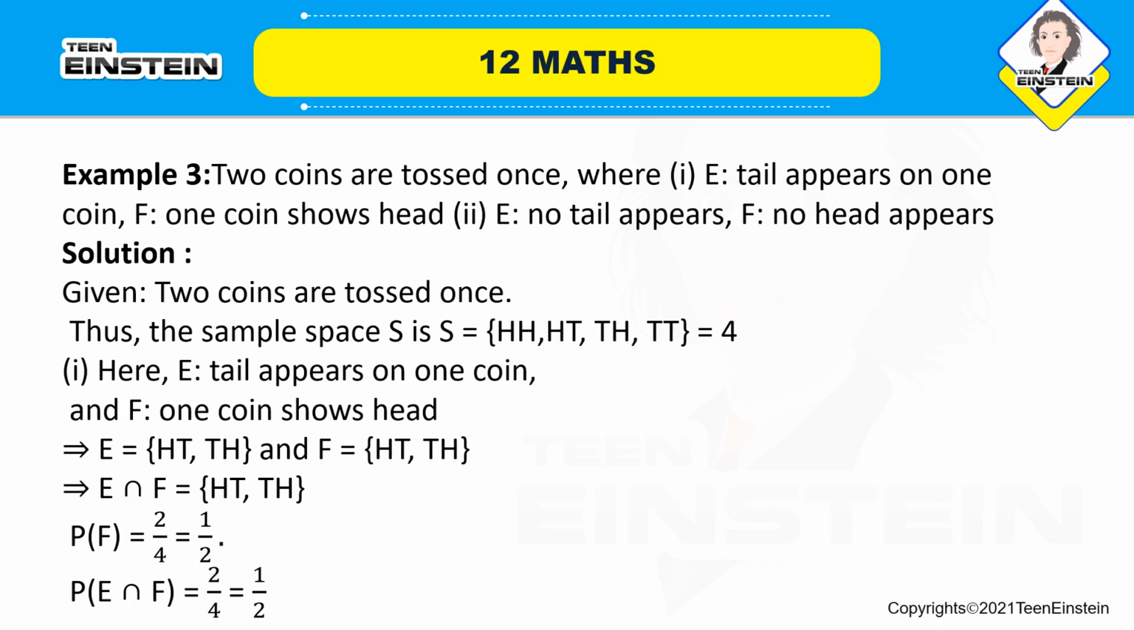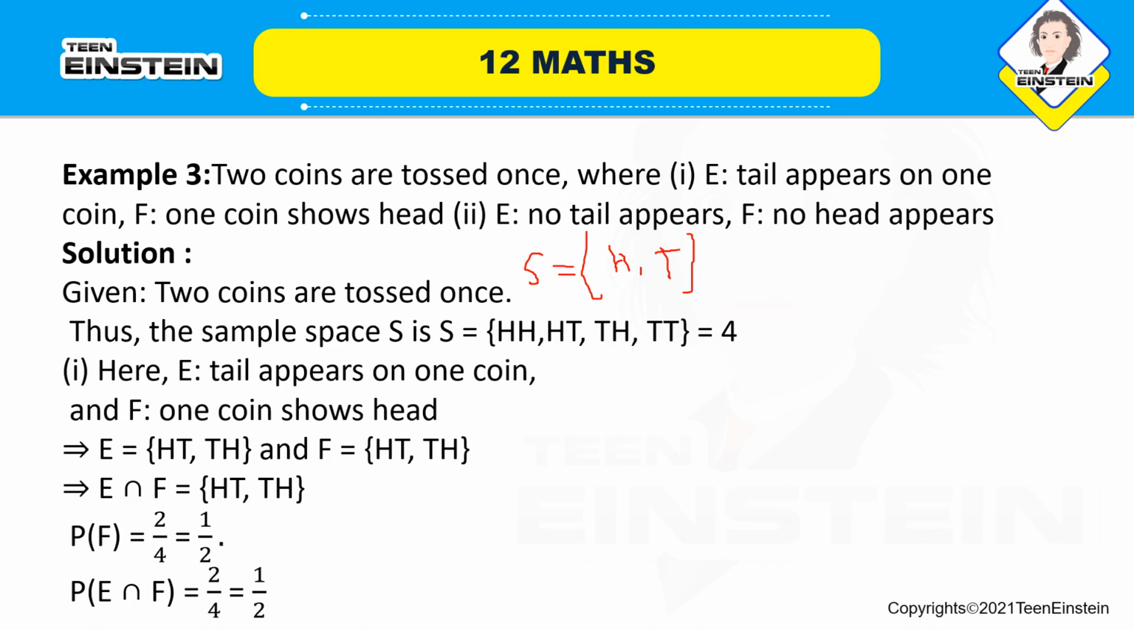Two coins are tossed once. So in a coin tossing experiment, suppose you are tossing a coin only one time, then what are the possibilities you will have? Either you will get head or you will get tail, right? So when you toss a coin one time, then the sample space is S equal to the set of H, T. Okay. There are only two possibilities.